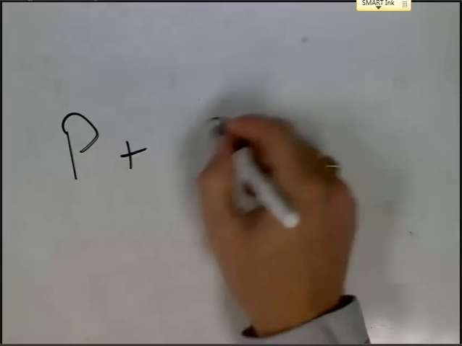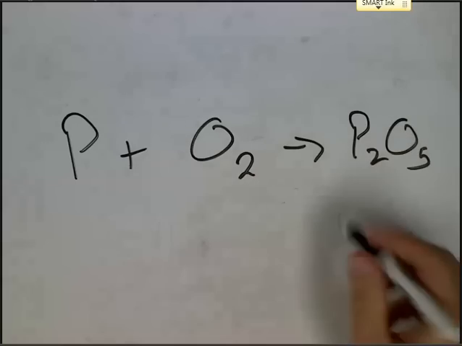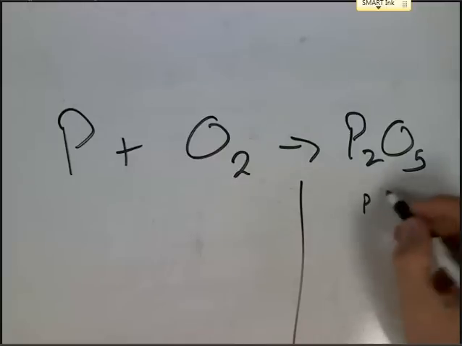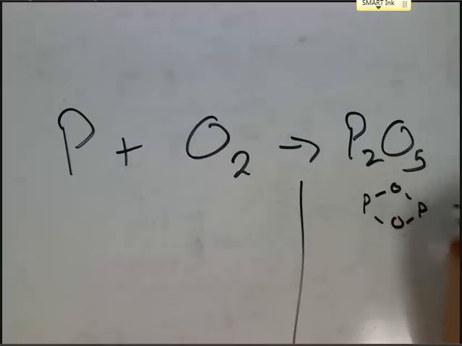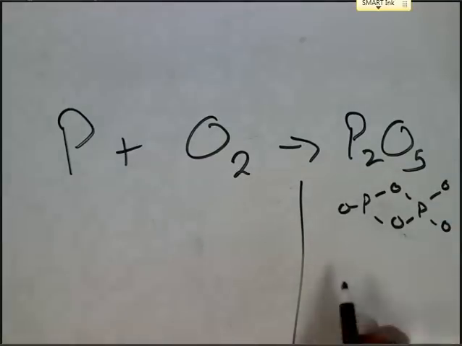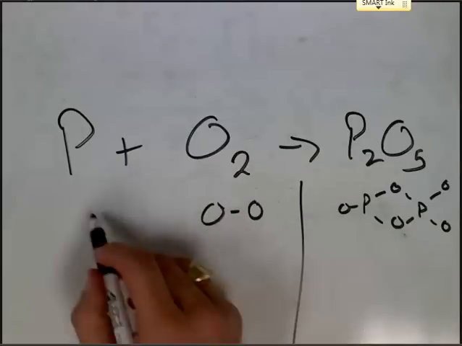Phosphorus plus oxygen yields diphosphorus pentoxide. Now, this is a little bit of a strange one. So basically we've got 2 phosphorus. Really any way you want to draw this, it's up to you. As long as there's 2 phosphorus and 5 oxygen, it doesn't really matter how it looks. Alright, so we've got an O and we've got a P.